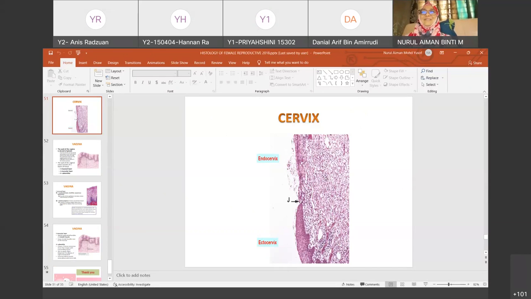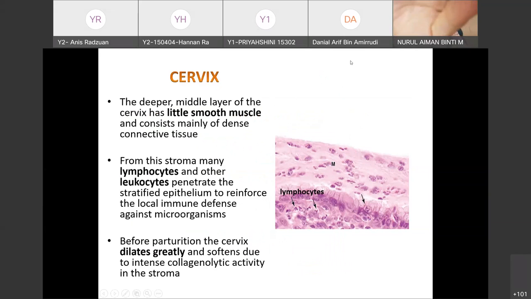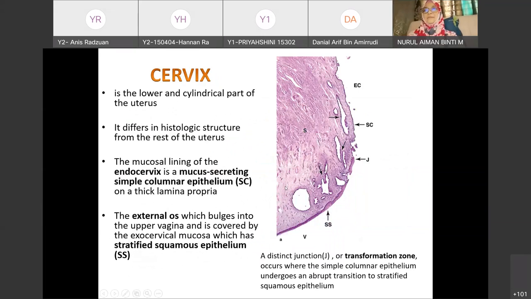Alright, so if you look at the cervix here, they have the ectocervix here. This is the endocervix. The endocervix is still mucus secreting simple columnar epithelium on a thick lamina propria. The external os here, which bulges into the upper part of the vagina, is covered by exocervical mucosa, which has stratified squamous epithelium. So you have a distinct junction here, or transformation zone, where the simple columnar epithelium undergoes an abrupt transition to stratified squamous epithelium.